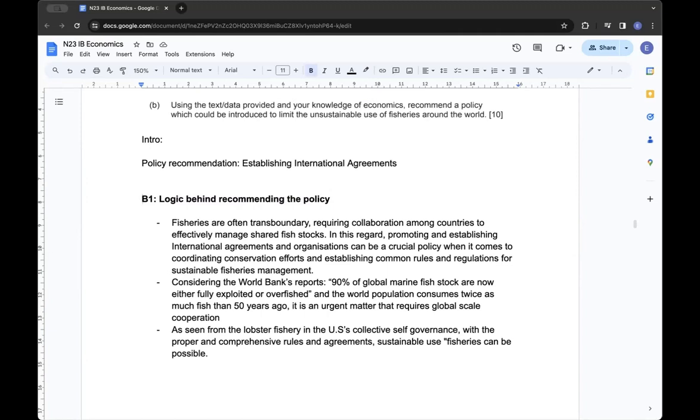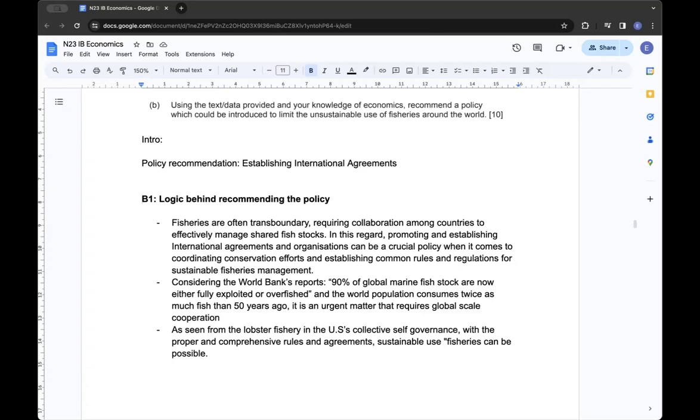Let me start with the fact that fisheries are often transboundary, which means it requires collaboration amongst countries to effectively manage shared fish stocks. In this regard, promoting and establishing international agreements or organizations can be a crucial policy when it comes to coordinating conservation efforts and establishing common rules and regulations for sustainable fisheries management.